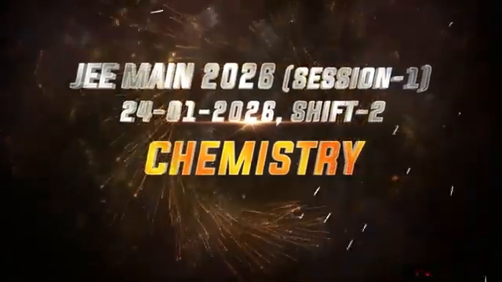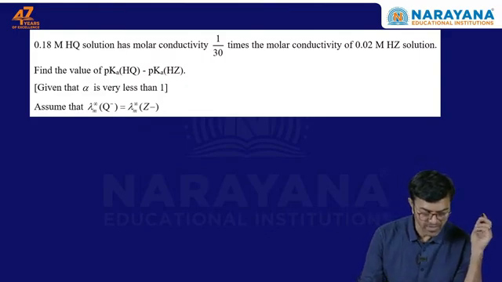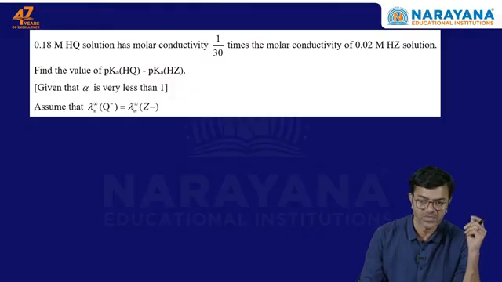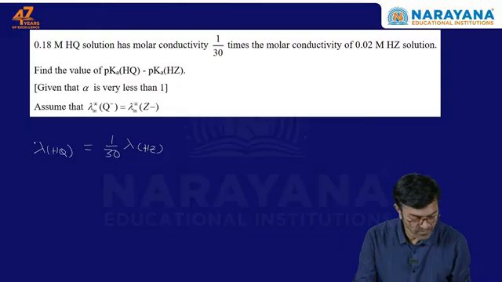Now, moving to chemistry. One more memory based question, based on electrochemistry: we have a 0.18 M HQ solution that has a molar conductivity 1 by 30 times the molar conductivity of a 0.02 M HZ solution. As the Ka value relation is asked, that means we have to assume both are weak electrolytes. So the given data is lambda m of HQ is 1 by 30 times lambda m of HZ, and it is asking pKa of HQ.